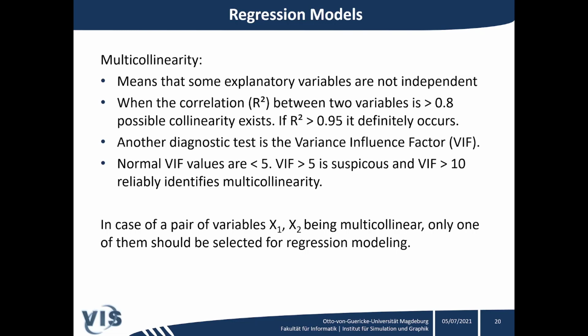So normal variance inflation factor values are smaller than 5. And if this value is larger than 5 or at least larger than 10, this identifies multicollinearity. In case of a pair of variables x1 and x2 being multicollinear, only one of them should be selected for the regression model, because otherwise our results are not of high quality.